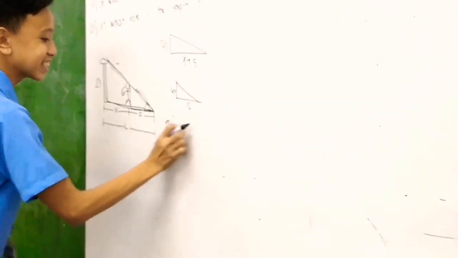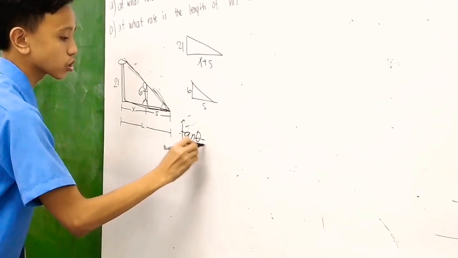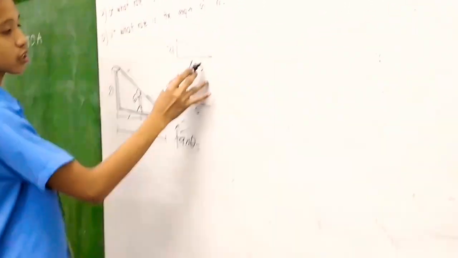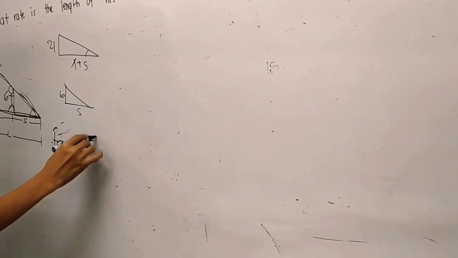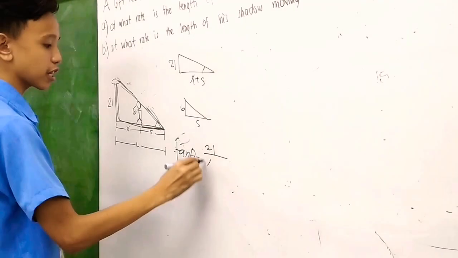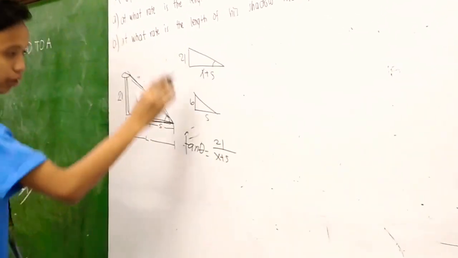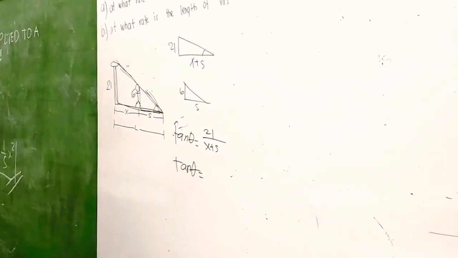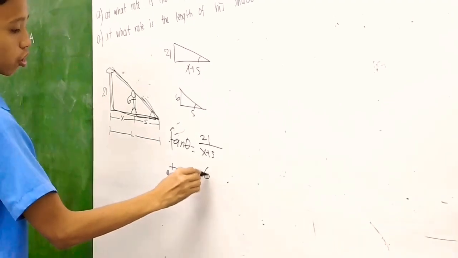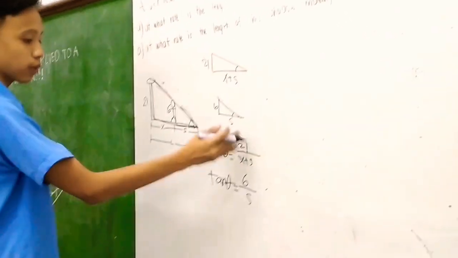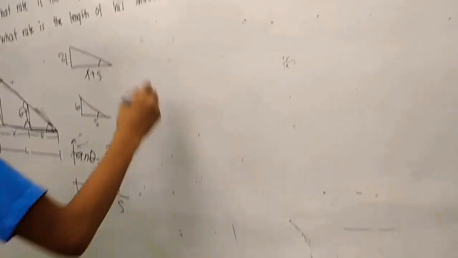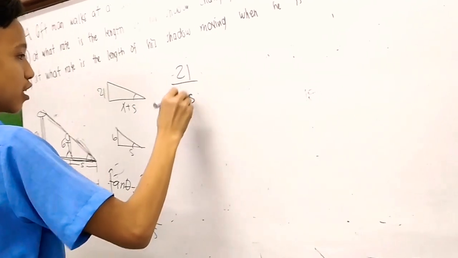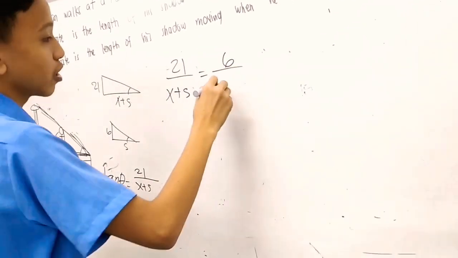So we're gonna use the tangent formula. Tangent theta is opposite over adjacent. So the opposite of this triangle is 21, over the adjacent, which is x plus s. And we're gonna use the same formula on the other triangle. Tangent theta is equal to the opposite of the angle, 6, over s. And now we're gonna equate these two terms. So 21 over x plus s is equal to 6 over s.